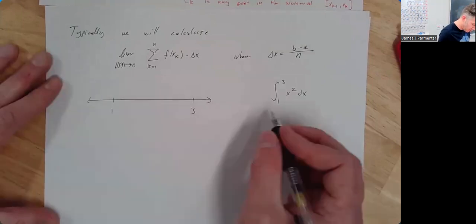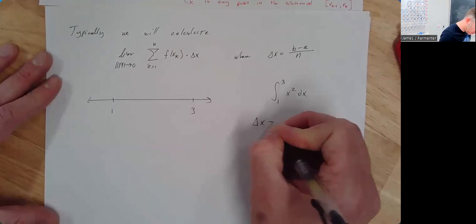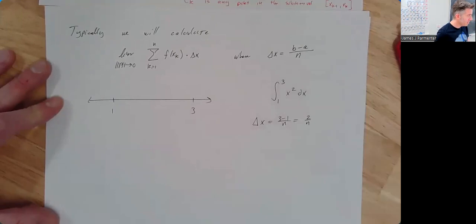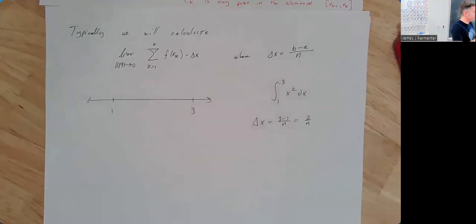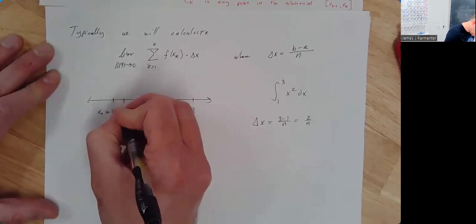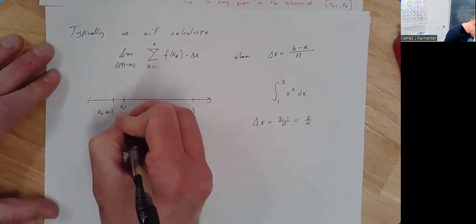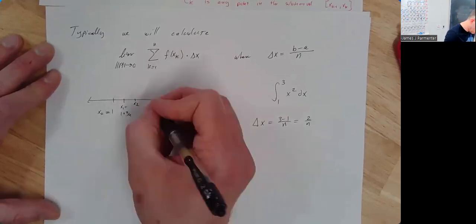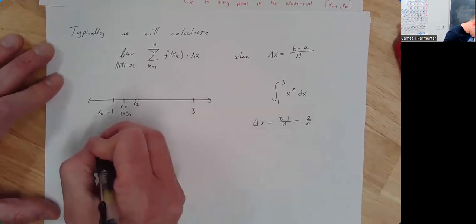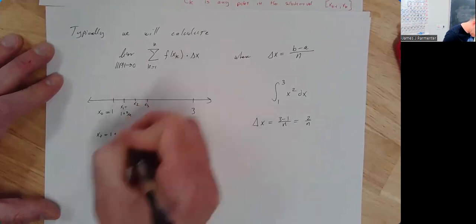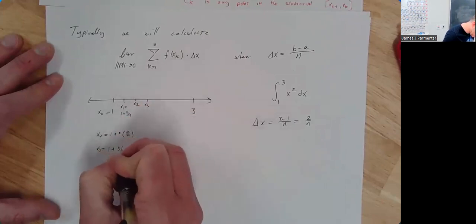So each subinterval, each delta x width, is going to be (3 minus 1) over n, which is 2 over n. So each subsequent endpoint is just going to be 2 over n further to the right than the previous one. So here's my x sub 0. And then the next one, x sub 1, is going to be 1 plus 2 over n. And x sub 2 is going to be, sorry, 1 plus 2 times 2 over n. And then x sub 3, same sort of deal. x sub 3 is 1 plus 3 times 2 over n.